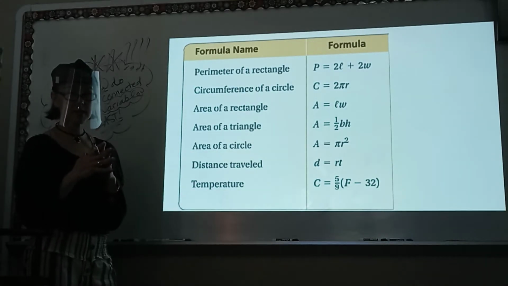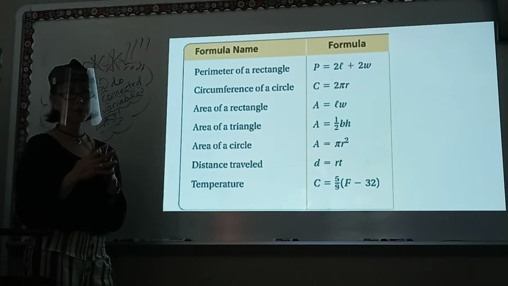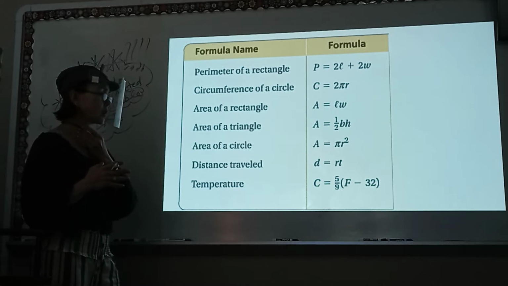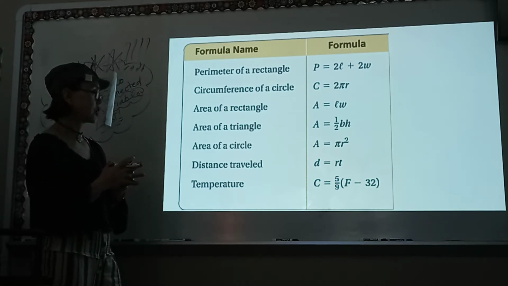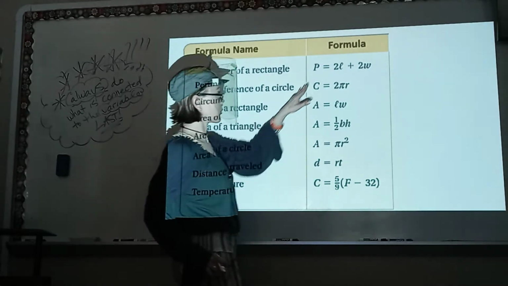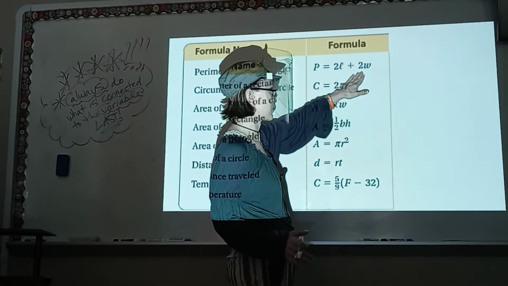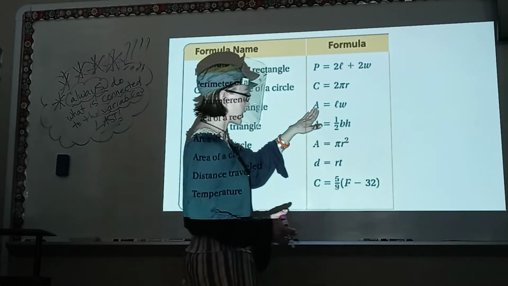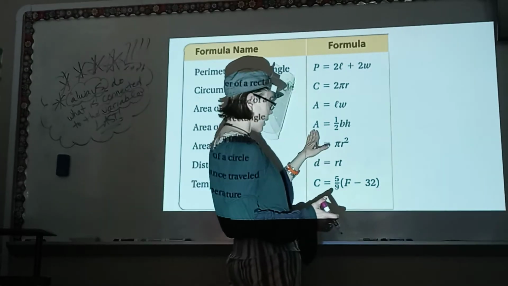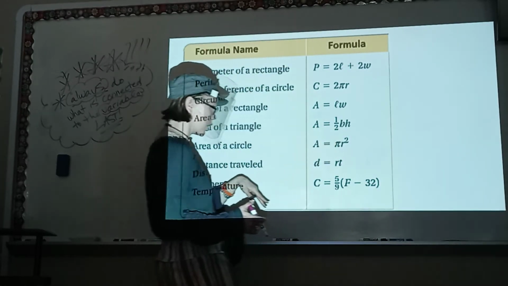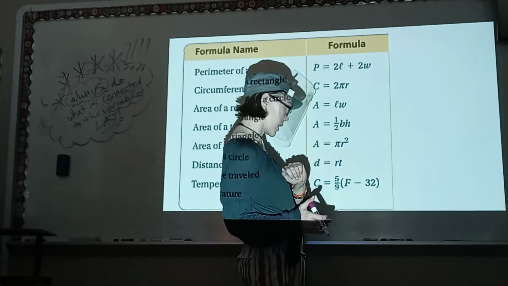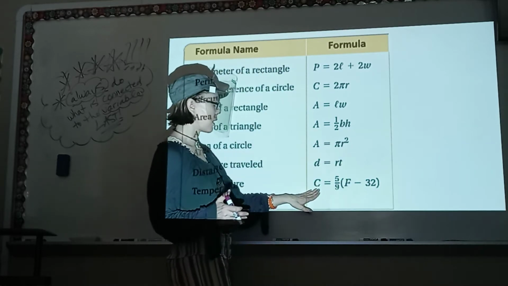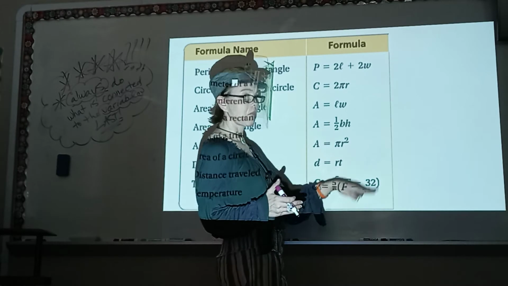Okay, so you guys, this is part 2 of literal equations and formulas. As you can see, we have a lot of famous formulas on the board here. The perimeter of a rectangle, 2 times the length plus 2 times the width. The circumference of a circle, 2 times pi times r. The area of a rectangle, length times width. The area of a triangle, half the base times the height. The area of a circle, pi r squared. The formula for distance, rate times time. And the formula for Celsius, which is 1/5 times Fahrenheit minus 32.